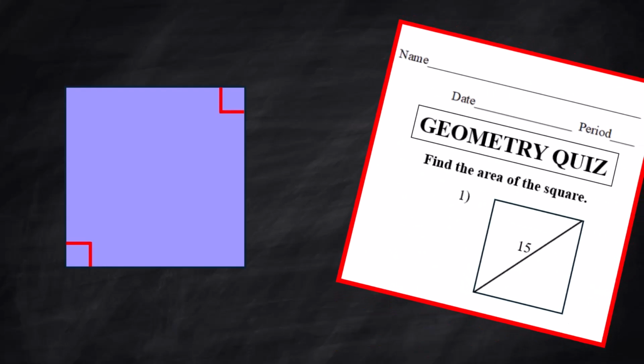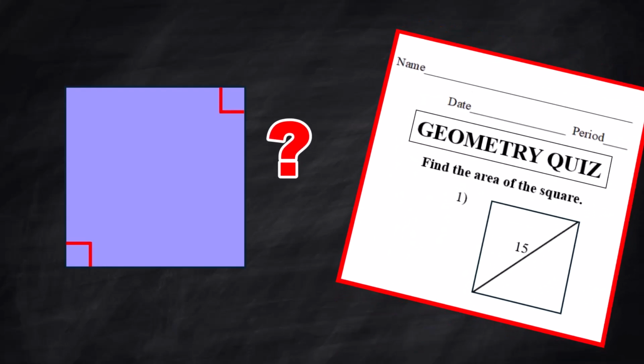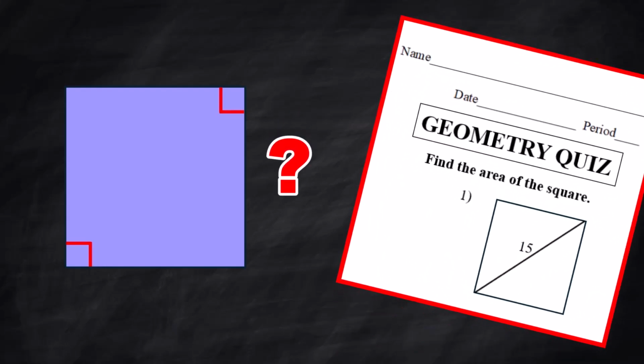If you're ever asked to find the area of a square, but they're not telling you what the side lengths are, this is going to help you. I have a whole nother formula for you. So let's look at a square.